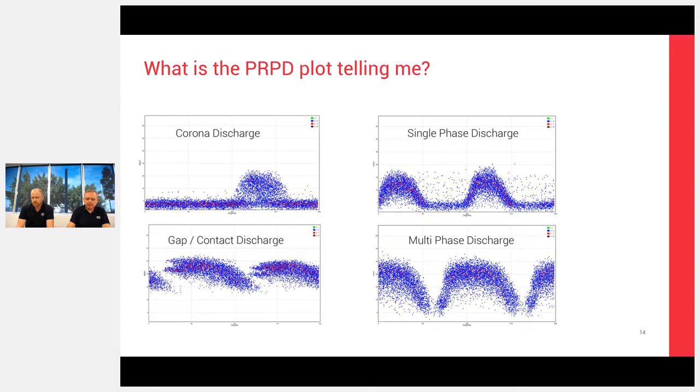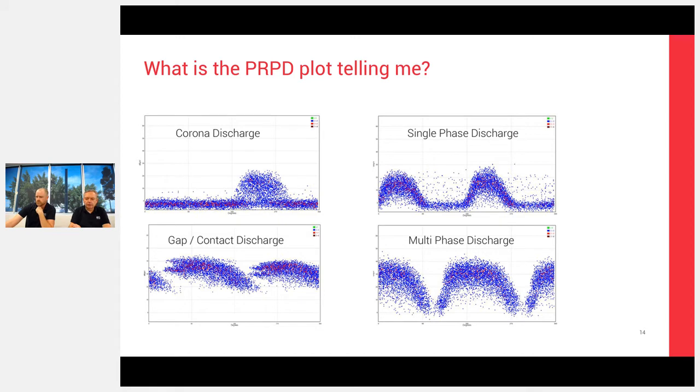So what does the PRPD plot tell me? And it can tell me quite a lot of things nowadays. So we can see the difference between different types of discharge, and we can then start using that to look at what we're going to open up, what we're going to try and see. So the top left one here is a corona discharge that occurs on one half of the cycle only. So we see a single cluster.